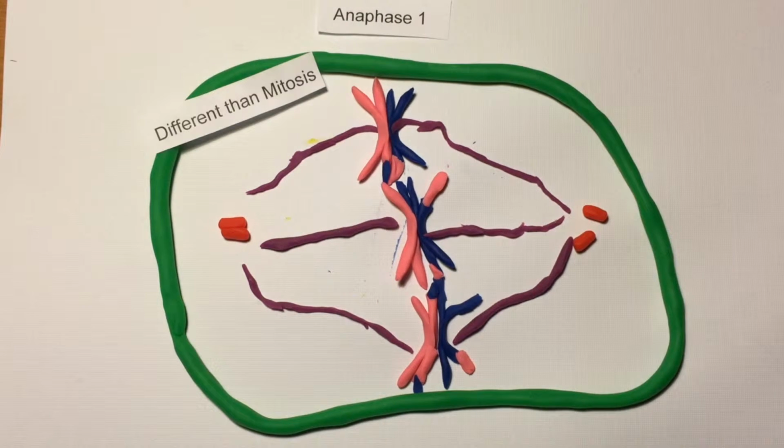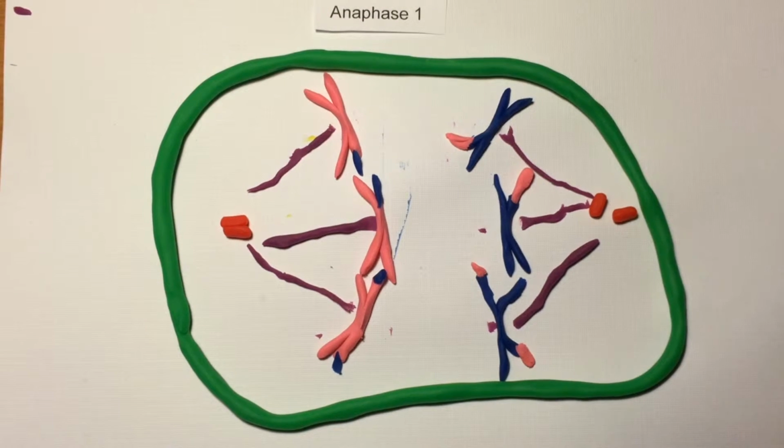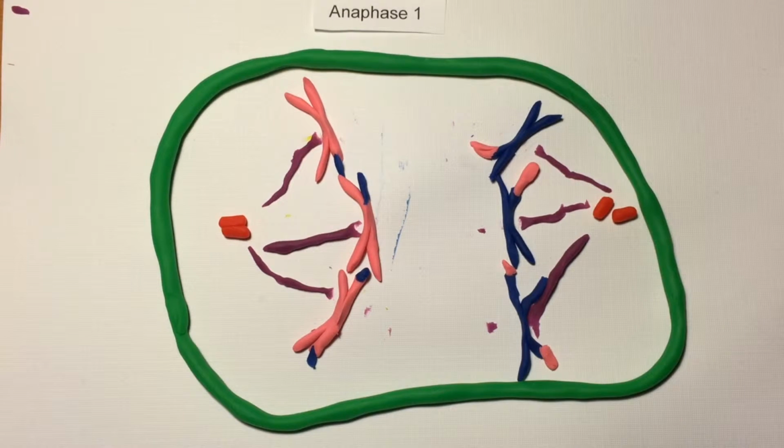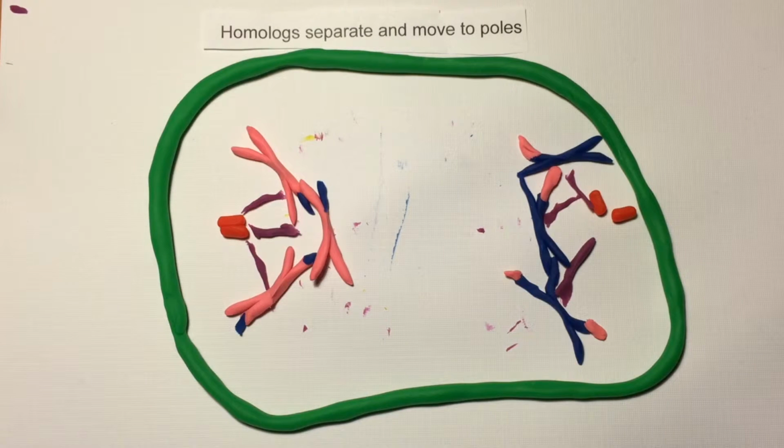Anaphase I. Following metaphase I is anaphase I. During anaphase I, homologs separate and move towards the opposite poles, guided by a spindle fiber's reeling action. Notice the chromatids from the homologs remain attached to the centromere.